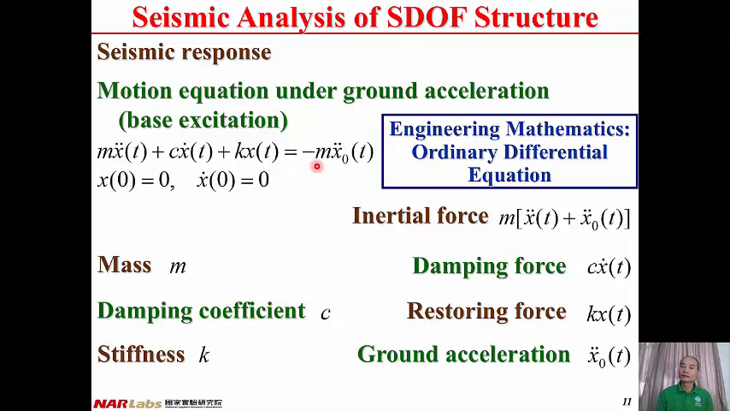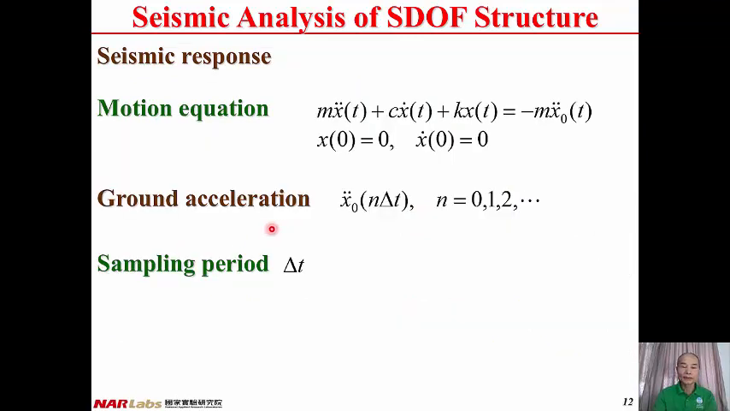And it's a second-order, non-homogeneous, because of the non-zero forcing function, ordinary differential equation with constant coefficients m, c, and k. They do not vary with time. If the ground acceleration is taken at every sample period delta t, we have the information about the ground acceleration at 0 delta t, 1 delta t, 2 delta t, etc. Other than that, we have no information about the ground acceleration.